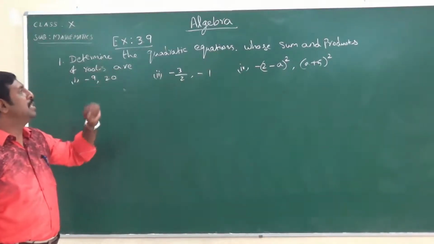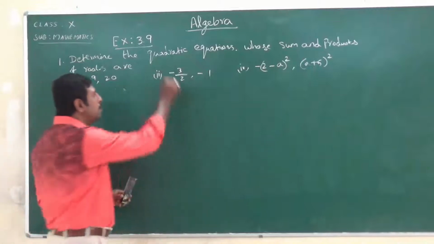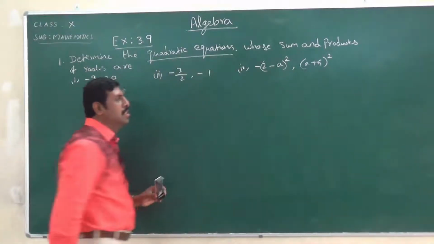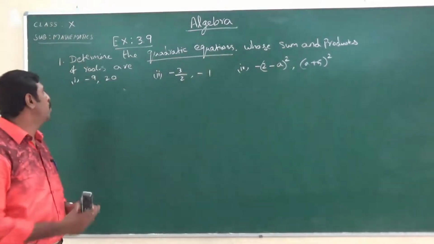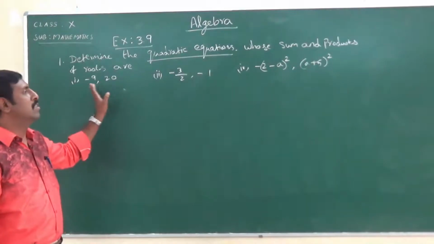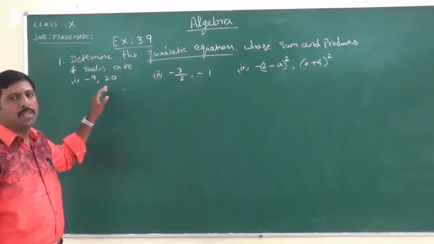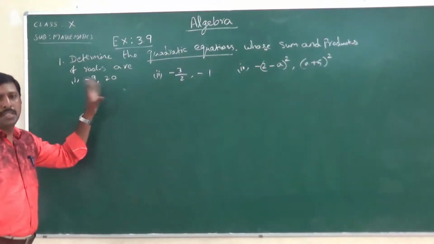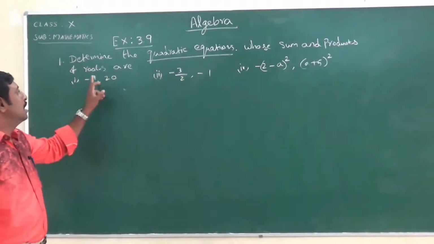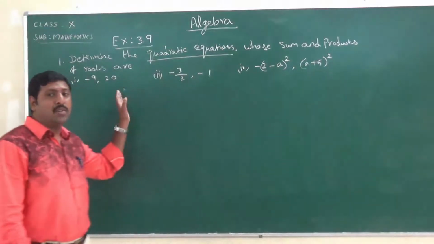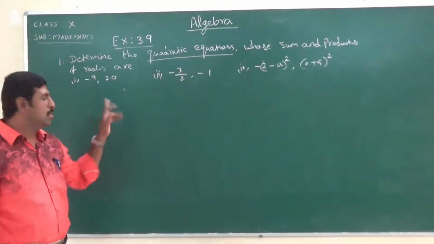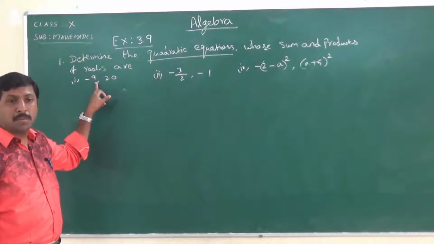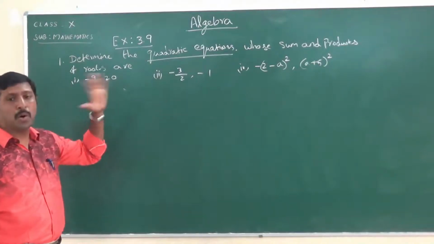Hi students, today we are going to see exercise number 3.9 in algebra. First question, determine the quadratic equation whose sum and product of roots are given as. Here we have three Roman numbers. Let's see one by one. The first Roman number is minus 9 comma 20. See, the given values are sum and product. So the first value we have to take as the sum of the roots. The second one we have to take as the product of the roots.